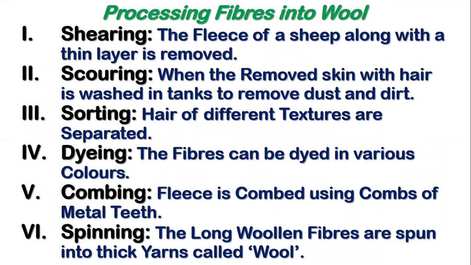So now the second part is processing fibers into wool. Fibers are processed in six various steps to form wool. First is shearing. The fleece of sheep along with a thin layer of skin is removed. Second is scouring. Then the removed skin with hair is washed in tanks to remove dust and dirt.